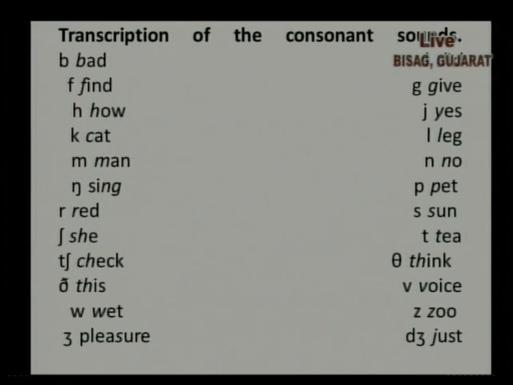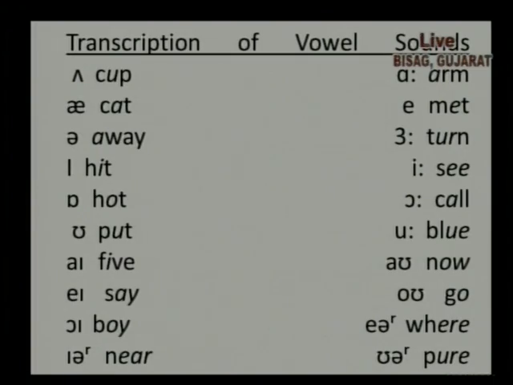So these are the 24 consonant sounds with their transcription: p, f, h, k, ng, r, sh, ch, d, v, j. And on the other side, on my right, is d, g, y, l, n, p, s, t, th, v, z, and j. Now let's have a look at vowel sounds.